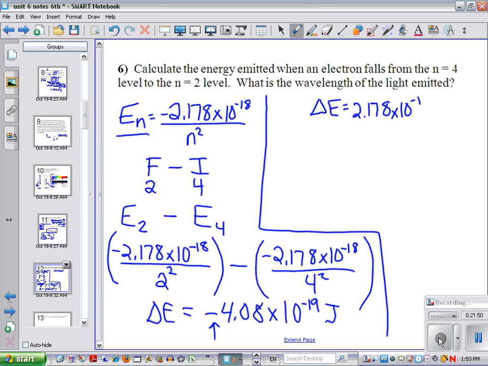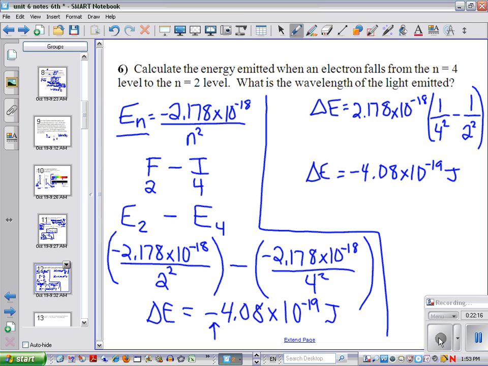So this one is 2.178 times 10 to the negative 18th, but it's positive, and it's times 1 over your initial energy level, which is 4 squared, minus 1 divided by your final energy level, which is 2 squared. And if you plug this into your calculator, you find your change in energy to be negative 4.08 times 10 to the negative 19 joules. So we found the energy in both cases, which is what the first part of this problem asks us to do. The second part asks us to find the wavelength of that light emitted.